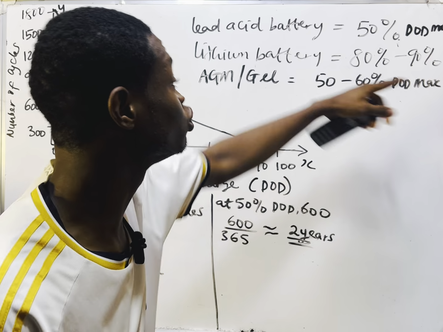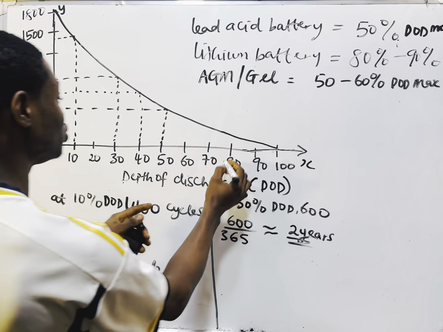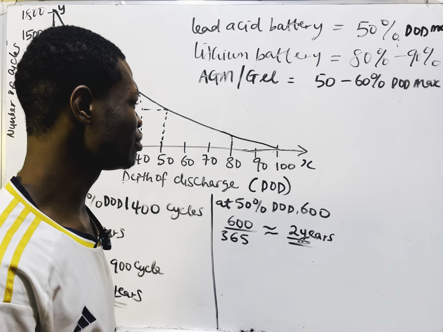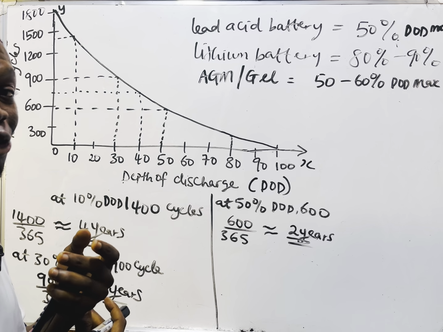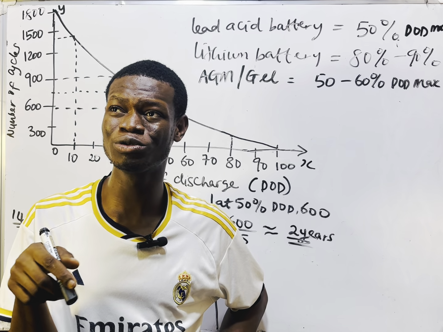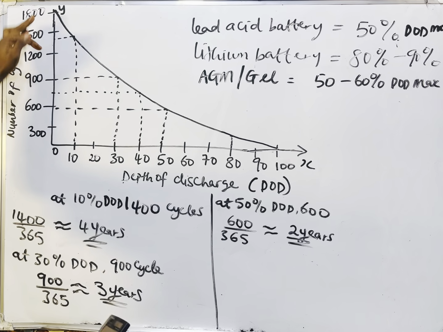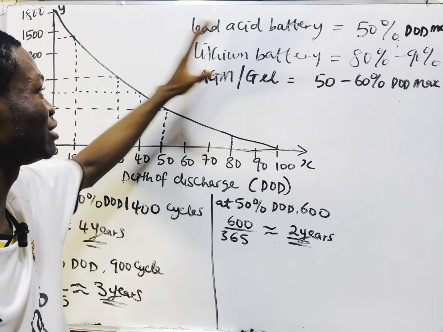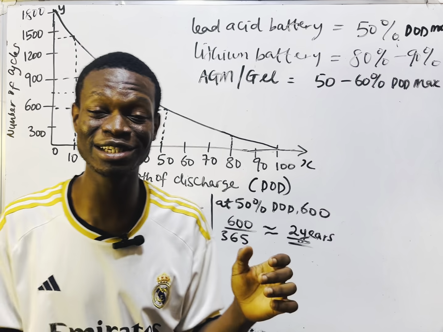So let's assume you are using a lithium battery at 80% DOD. Because this chart is not drawn for lithium battery. Some lithium batteries have 4,000 cycles. Just take a look at where this cycle ended, 4,000 watt cycle. This chart is just for lead acid batteries, all these AGM batteries, gel batteries you get.